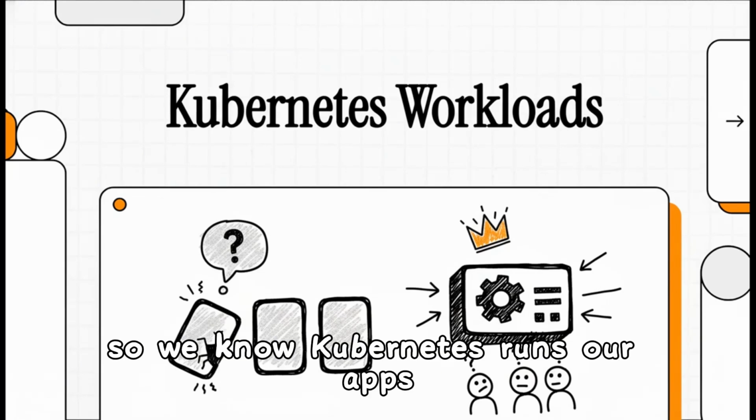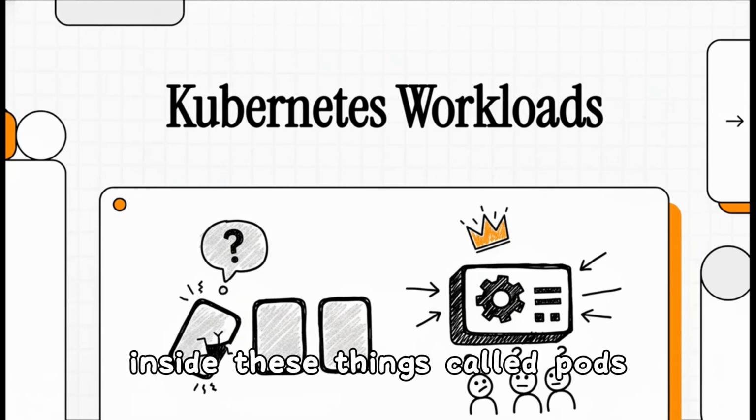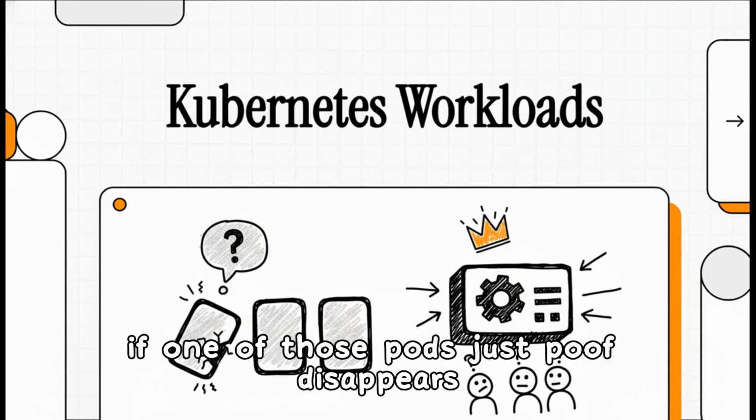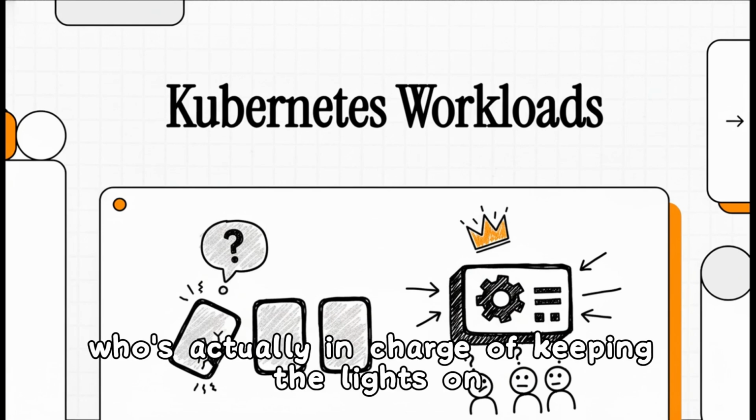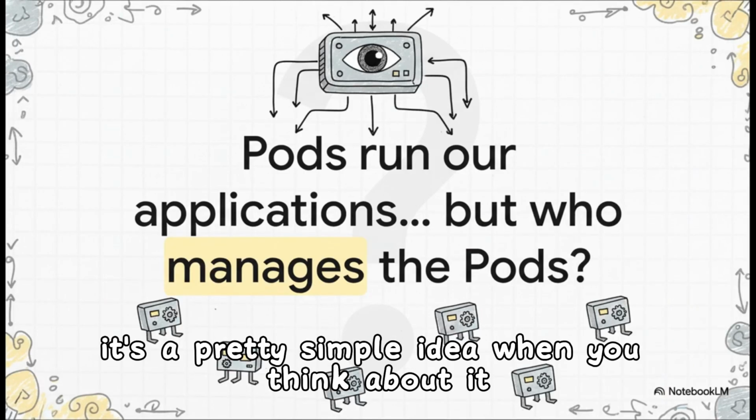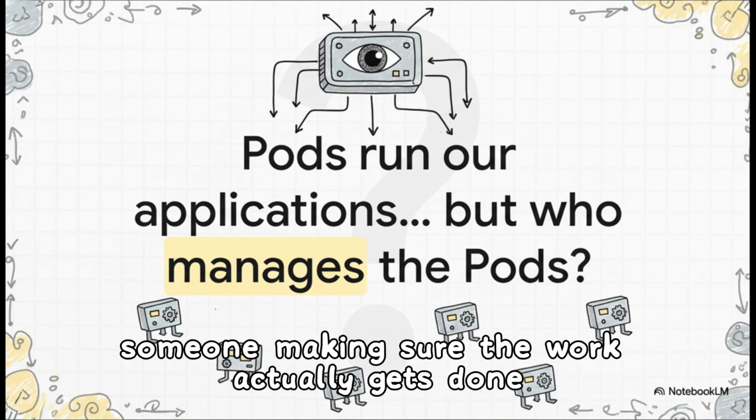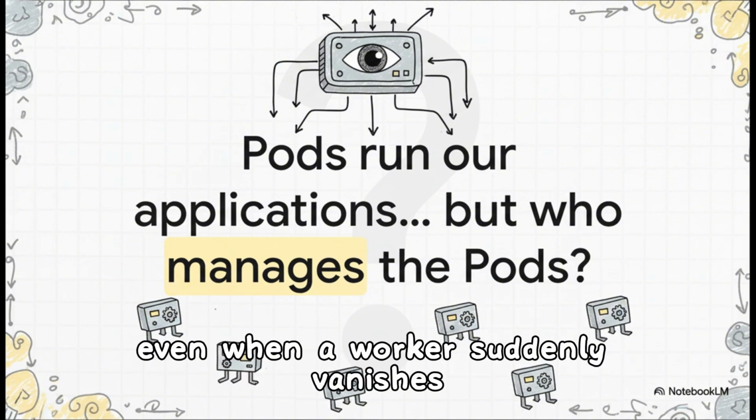So we know Kubernetes runs our apps inside these things called pods. But have you ever stopped to think about what happens if one of those pods just, poof, disappears? Who's actually in charge of keeping the lights on? It's a pretty simple idea when you think about it. If the pods are the workers on the factory floor, there's got to be a manager, right? Someone making sure the work actually gets done, even when a worker suddenly vanishes.